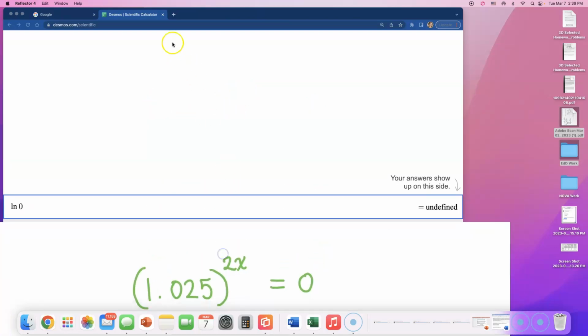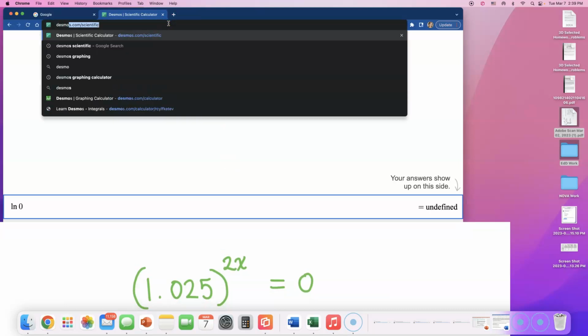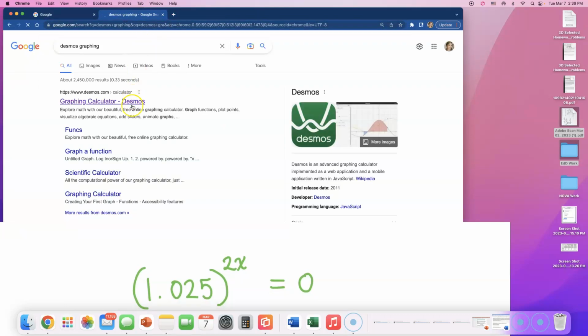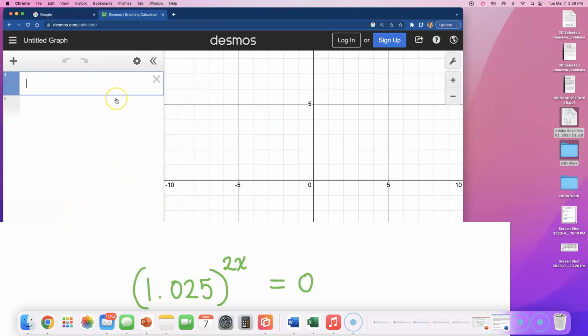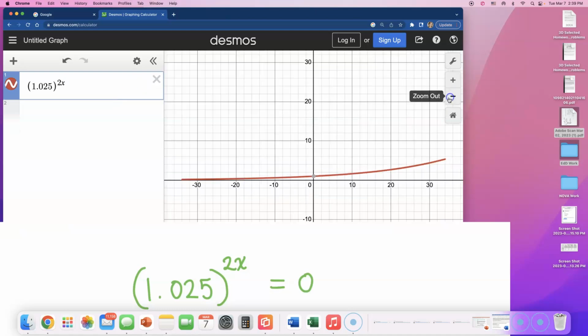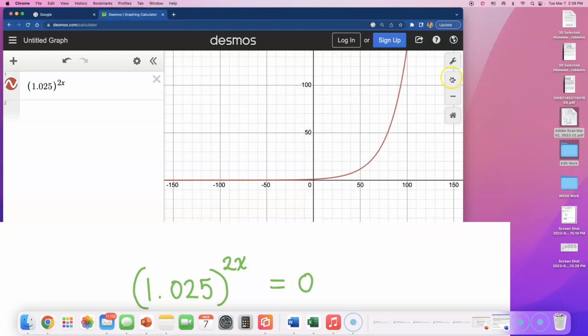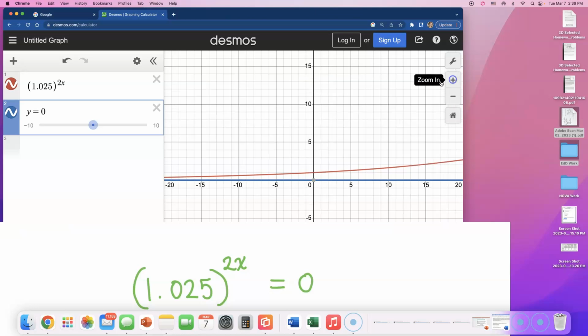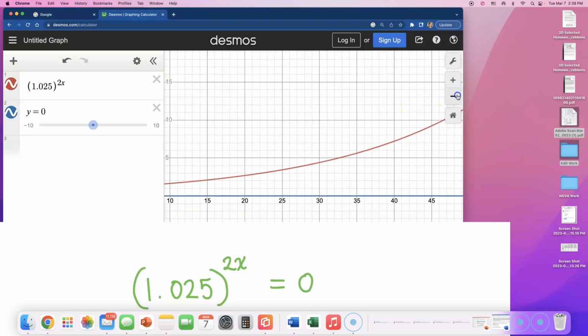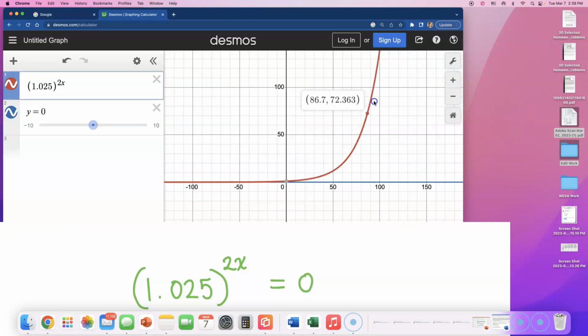Maybe I can show you a graph of this. Desmos graphing calculator. I can do 1.025 raised to the 2x power, and I will have a graph like this, okay? So that's the graph. What we're trying to see is when will the graph ever hit y equals 0? When will the function value ever be equal to 0? But take a look at this for me, okay? To the right end of this graph, you see the graph is going up like crazy, right? It's never going to hit this blue line y equals 0.